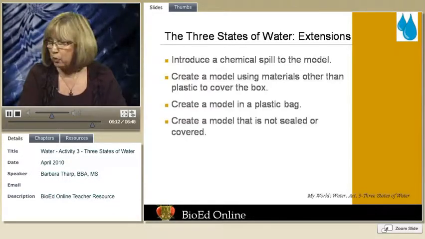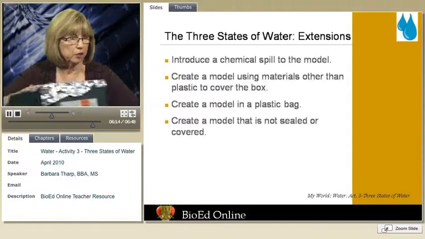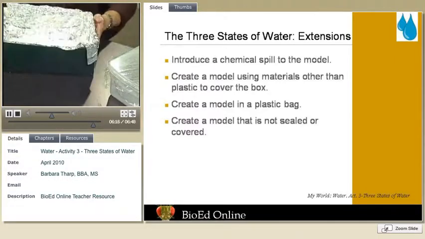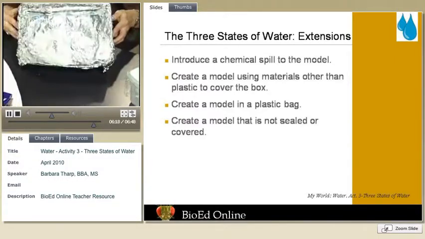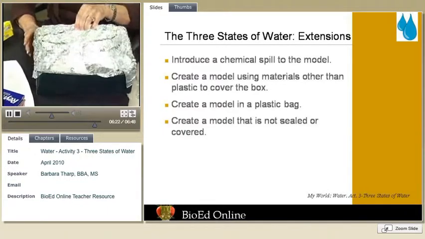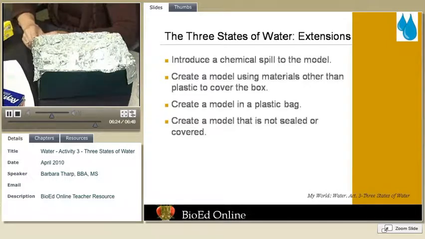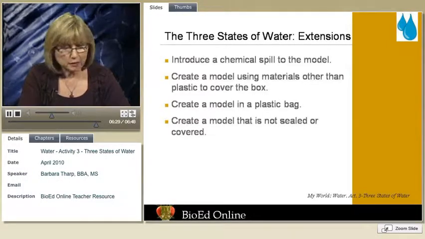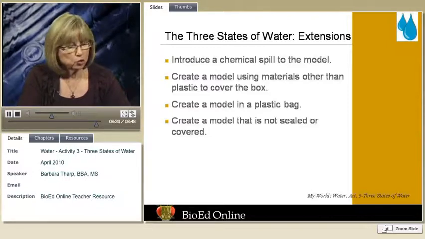We could try to make it out of something else. What else could we do? We have one way we've recommended. We can do it with just a regular shoebox. If you don't have plastic boxes, you can take foil, line it, and put the plastic wrap on it and do it in a regular shoebox. You can make it in a plastic bag. You can create a model that's sealed and one that's not sealed, and you can see which one works or doesn't.